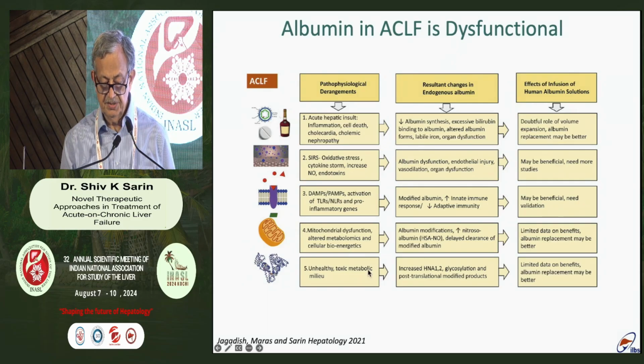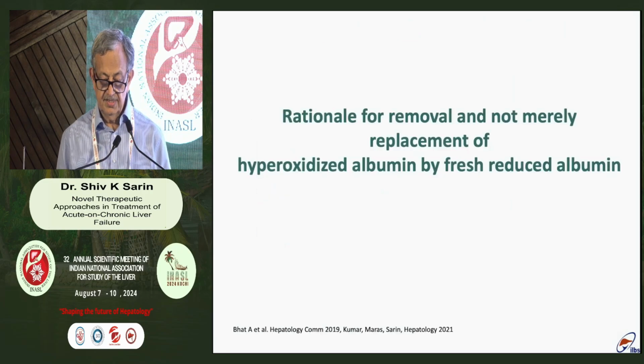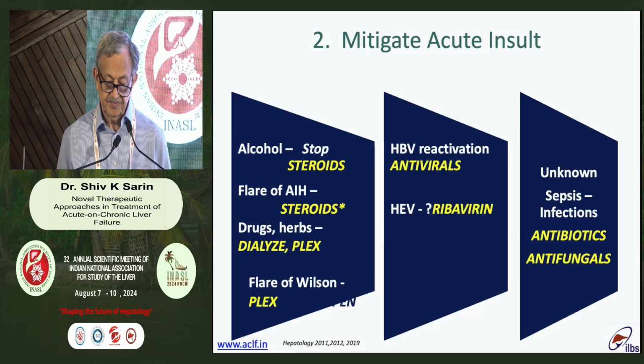I would recommend you to read one of our reviews. I don't have enough time, but just to tell you that in these patients a lot of nitrosoalbumin forms. Nitrosoalbumin prevents clotting, so you have coagulation disorders. So be careful when you give albumin in a deeply jaundiced subject. So the basis is, and I'll come to it again, don't merely replace albumin, try and remove it, then give fresh albumin.